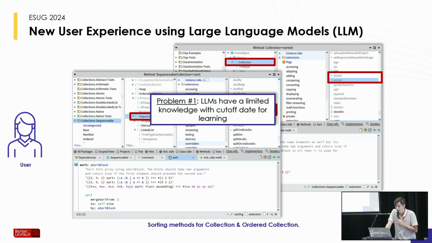So this is what I like to call the number one problem with LLMs: they have limited knowledge with a cutoff date for learning. When they train those big foundational models, they decide on a cutoff date to collect all their data, and then they start training their models and release them to the public, and that's it. Any new information, any new updates to your programming language or your implementations, won't be taken into account.